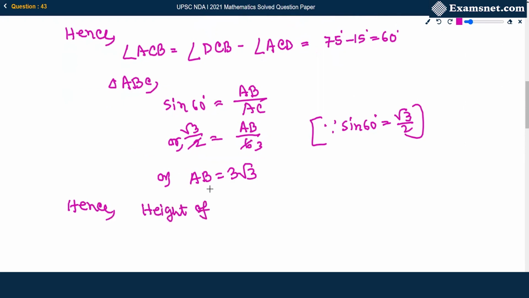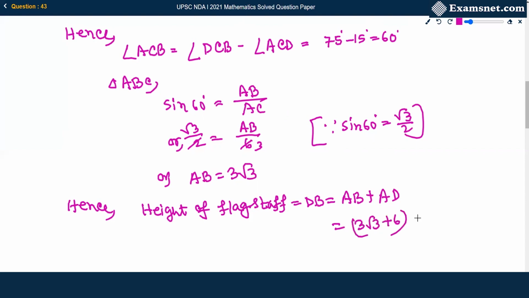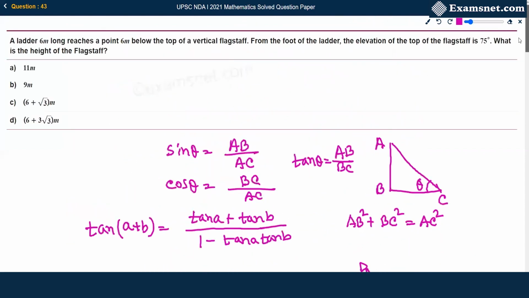So hence the height of the flagstaff, that is DB, is AB plus AD. AD is already given 6, so 3√3 plus 6 meters. Also, you can write 6 plus 3√3 meters. This is the answer. So let's check with the options. 6 plus 3√3 meters. Here option D is the correct one.